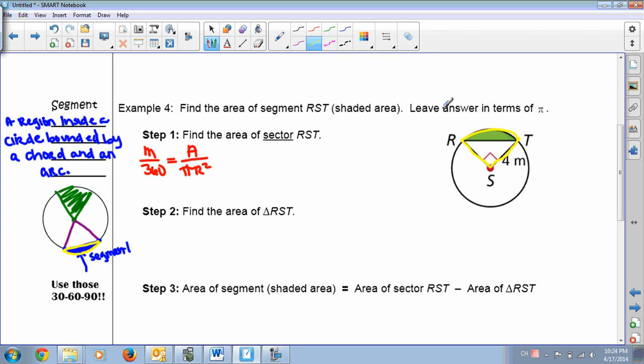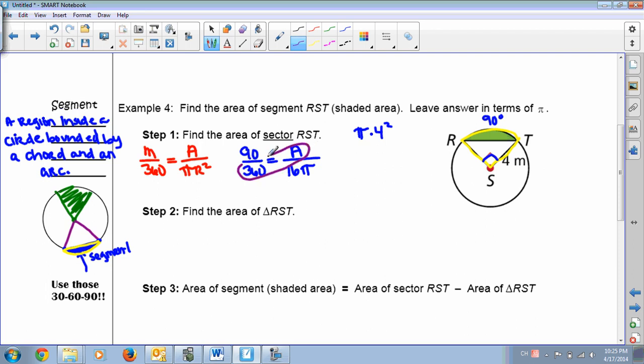Okay, so let's follow this. The measure of our arc, how many degrees is it? Well, right here we have a right angle. So the measure of our arc is also 90 degrees. So 90 degrees divided by 360 is equal to, we don't know the area of our sector, divided by pi r squared. Well, our radius is 4. So pi times 4 squared. 4 squared is 16 pi.